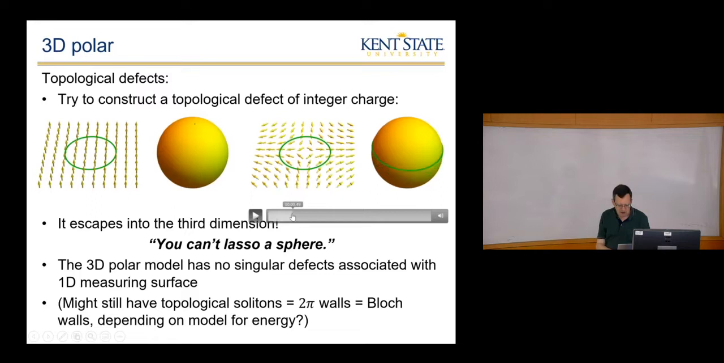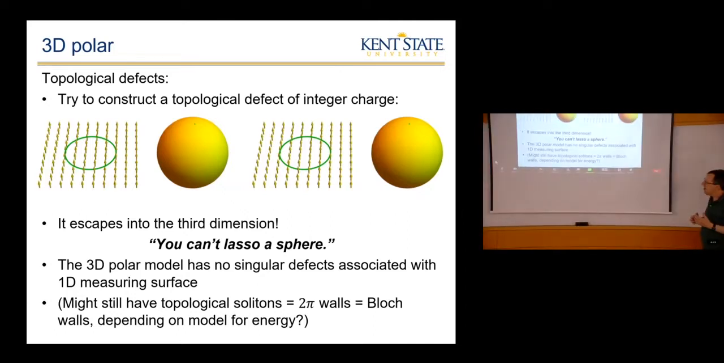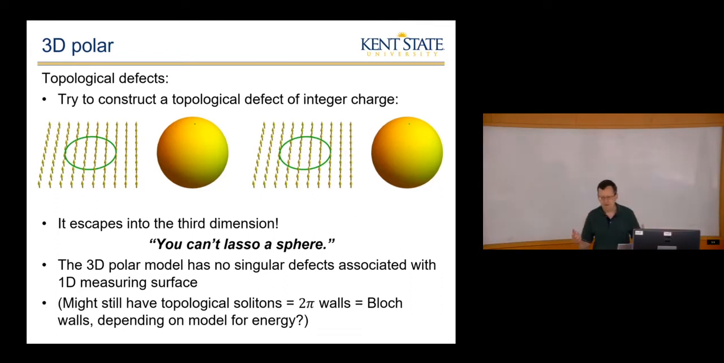You can't tell that because I didn't mark the direction, but the loop going around backwards shrinks down to a point at the top. So this is to say that the 3D polar model doesn't have this kind of topological defects, okay? It's quite different from the 2D polar model. The 2D polar model had defects with charge that could be any positive or negative integer. The 3D polar model doesn't have any such defects, period, right? None of these defects with a winding number associated with a 1D measuring surface, okay? It still might have topological solitons, these 2π walls, depending on energetic considerations. If you apply a field, you get a wall, but not singularities like this.